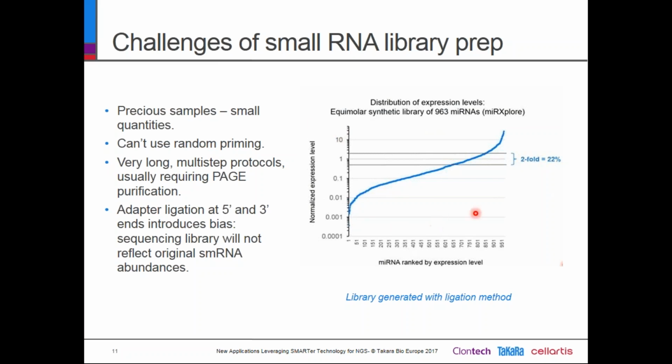And another problem of current methods is that most of them use ligation at the 5' and 3' ends of the small RNAs, and this introduces bias. This has been described already in several publications and is represented here. When you prepare a microRNA library, you can see that although all these more than 900 microRNAs were originally at the same input concentration, after library prep, only 22% of them are at the expected expression level. So it means that some microRNAs are ligated more efficiently than others.